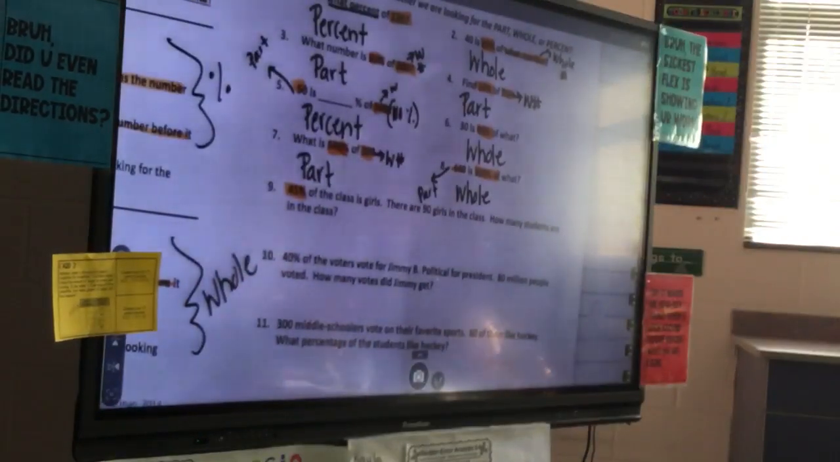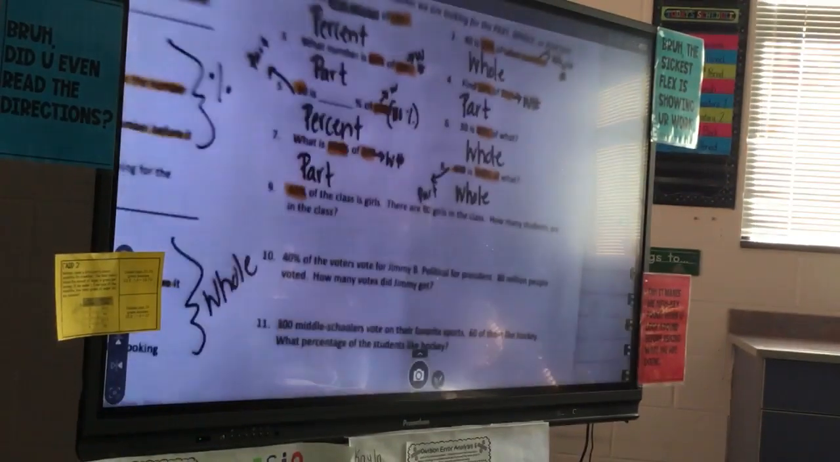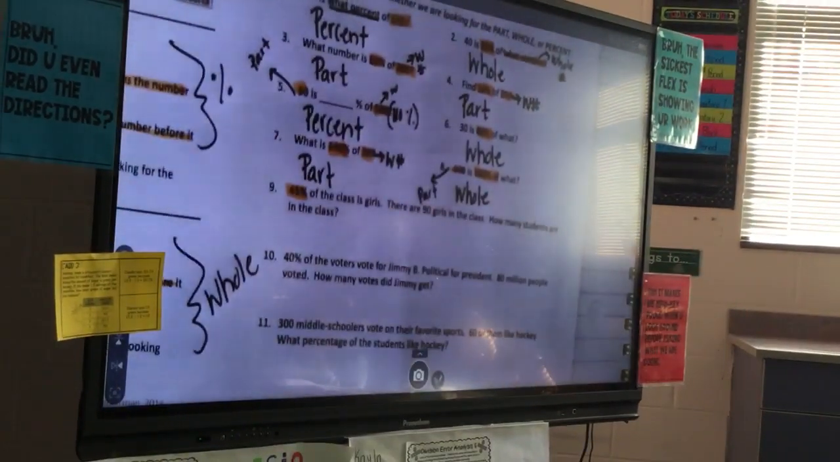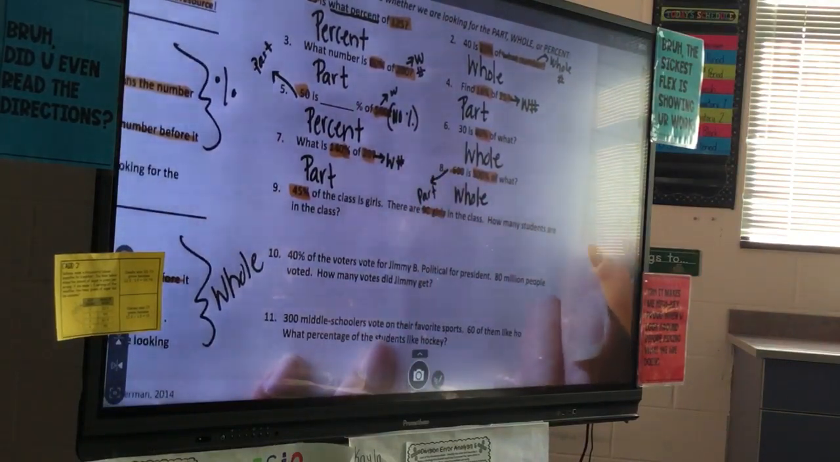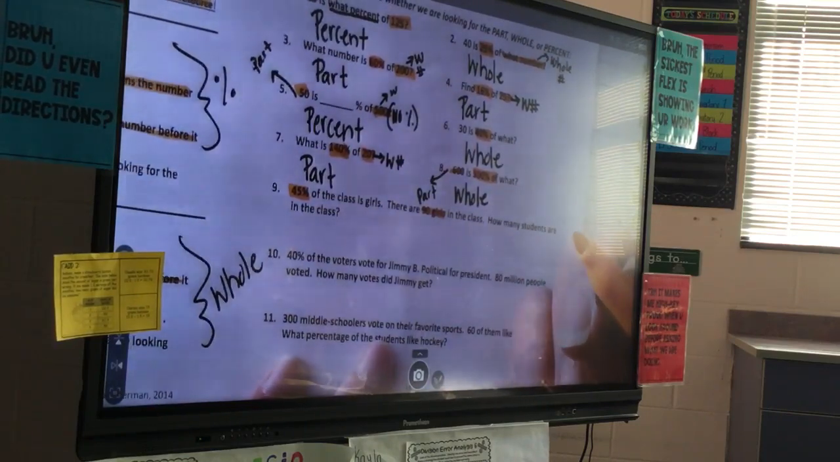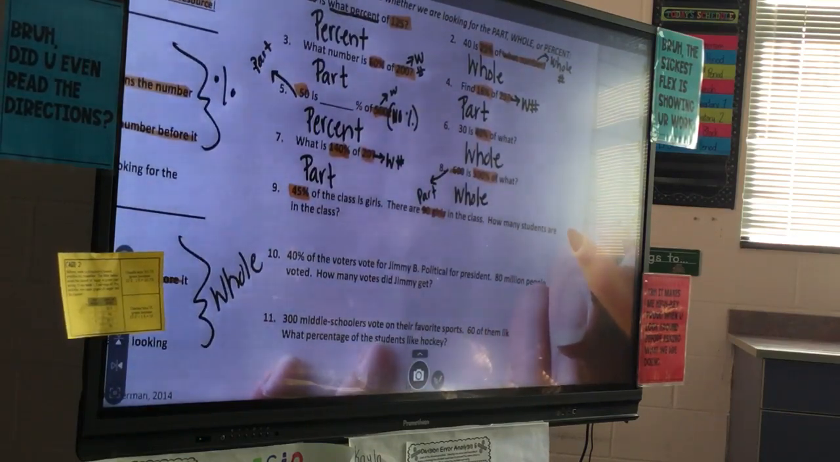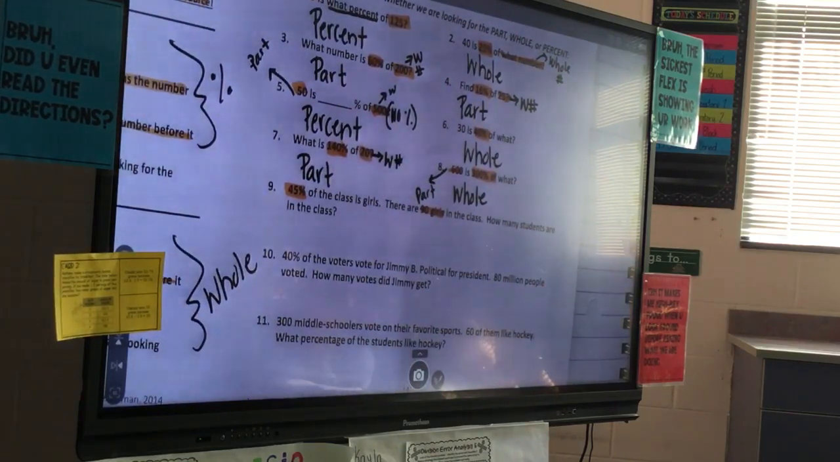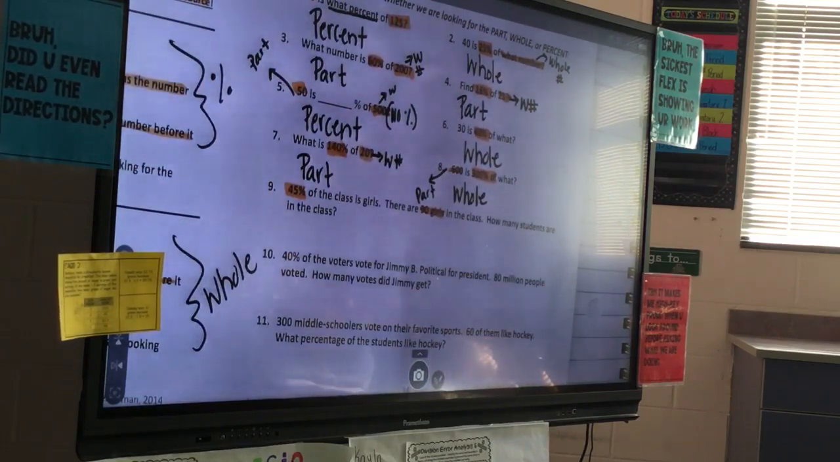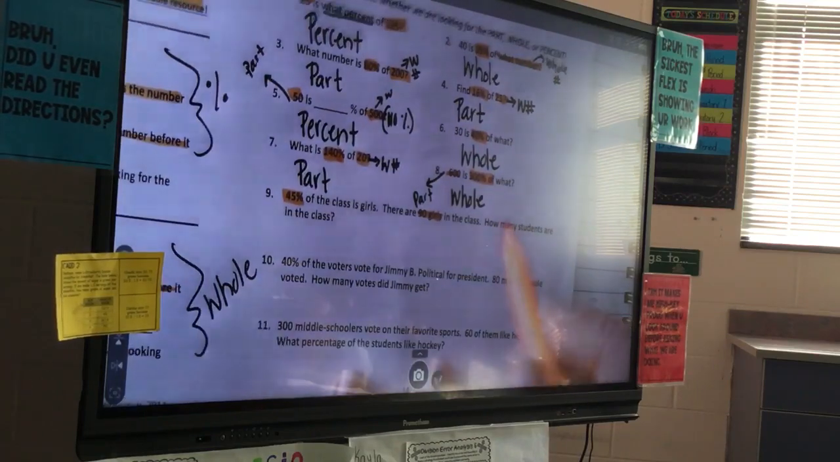All right, the next part says there are 90 girls in the class. What's important in there? Why is that important? What is the whole? No. Nope. This is not the whole. This is telling you that there are 90 girls in this class. How many students are in the class? So what is that telling us we're looking for based off of this question?